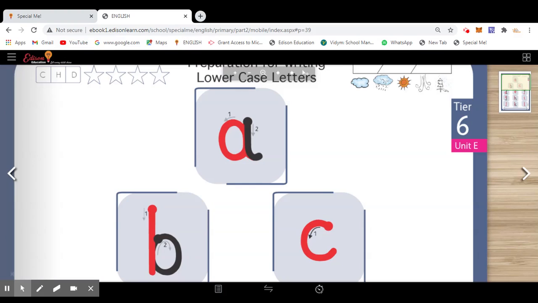This is letter C. And K is a phonic sound of letter C. What is the phonic sound of letter C? K. So let's listen to its phonic song. C.